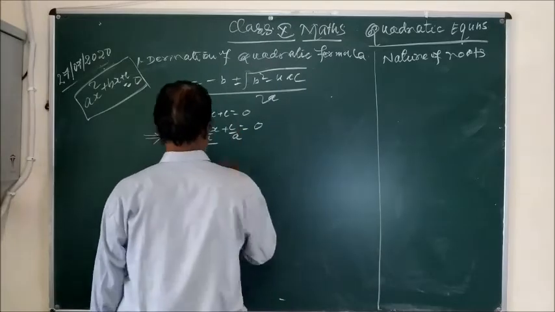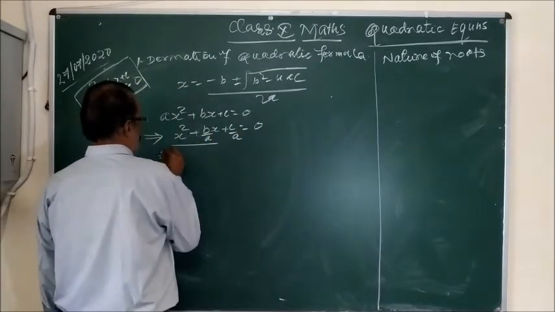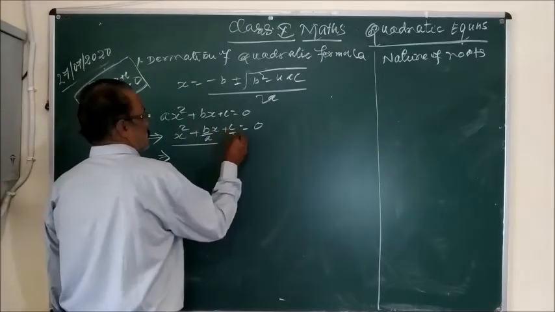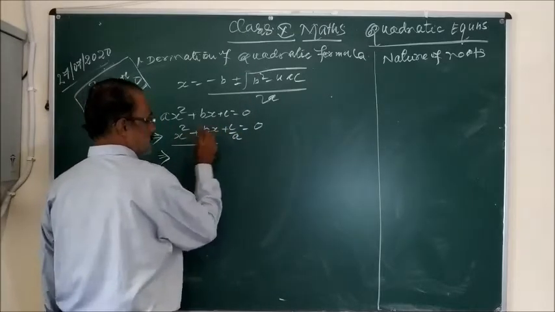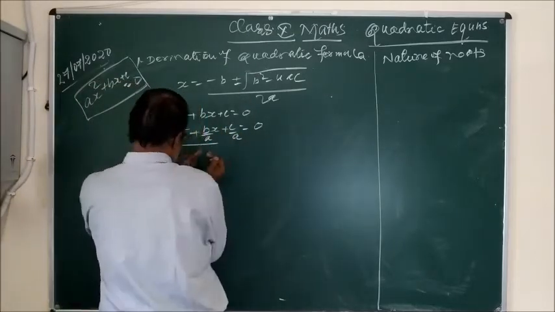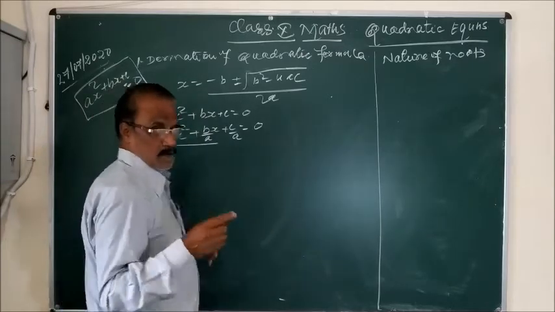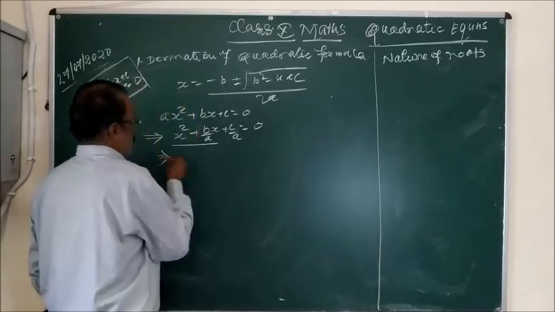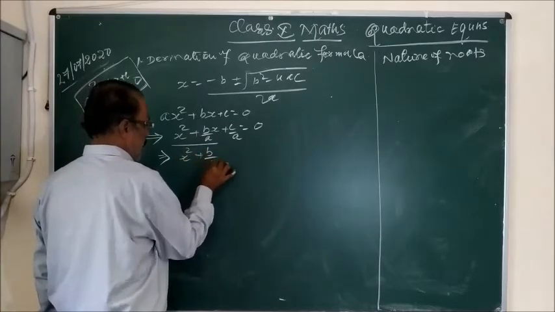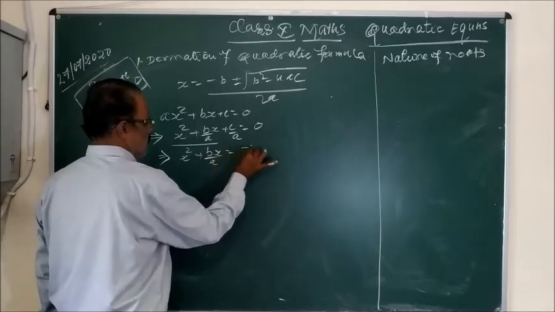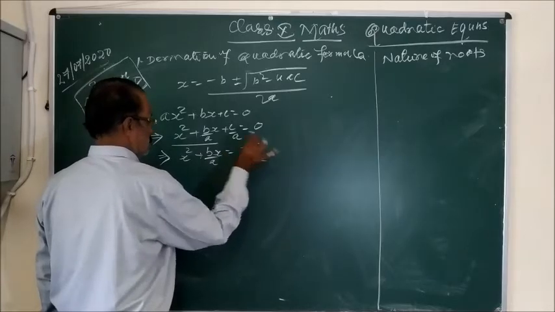Now you see, you transfer c by a from left to right, because we have to find the value of x. So x should be on the left side for convenience. So x square plus b by a x is equal to minus c by a.